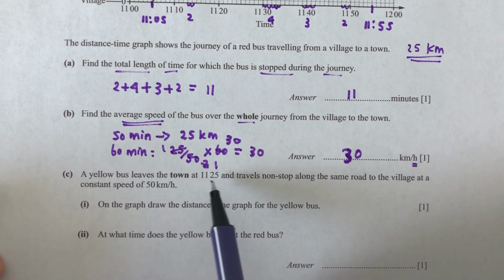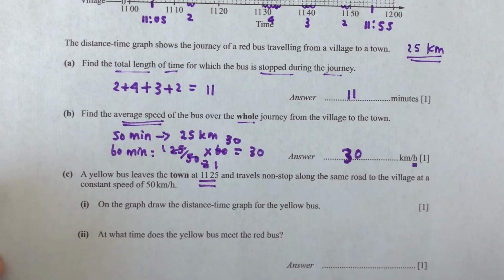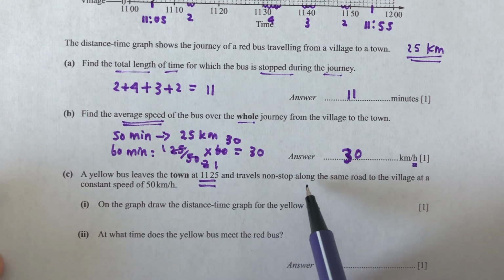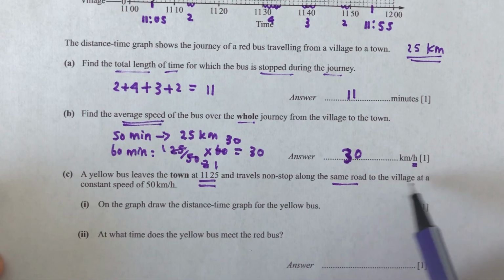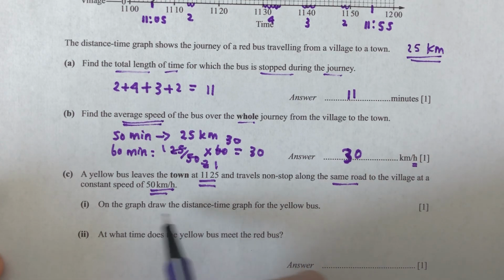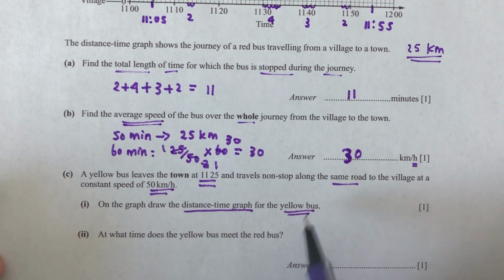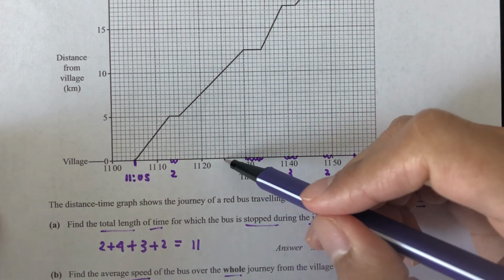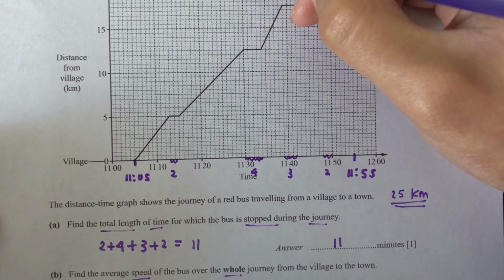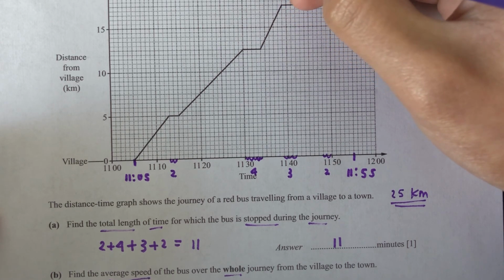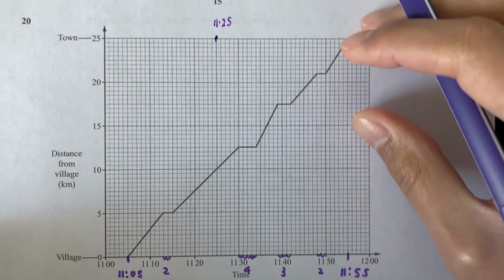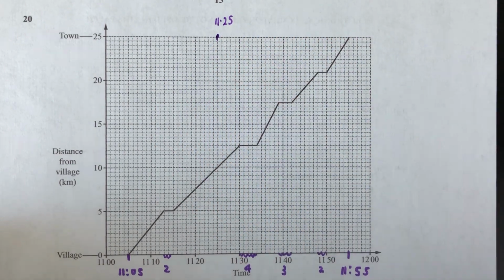A yellow bus leaves town at 11:25. It travels non-stop along the same road to the village at 50 km per hour. On the graph, draw the distance time graph for the yellow bus. We know that it left town at 11:25, so let's mark this down. From 11:25, it will be this point here. That's the point where it leaves town.